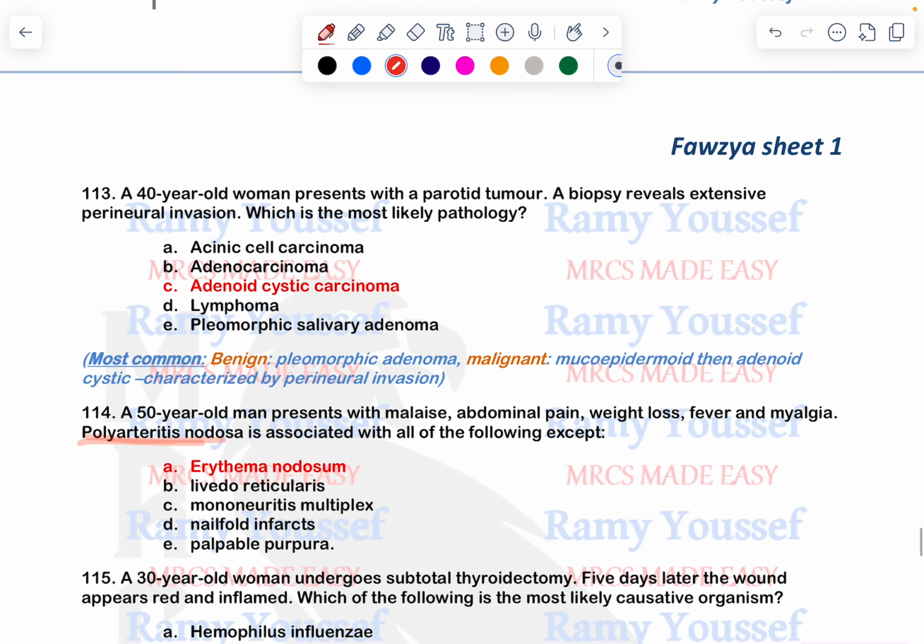A 30-year-old woman undergoes subtotal thyroidectomy. Five days later, the wound appears red and inflamed. Which is the causative organism? Staph.